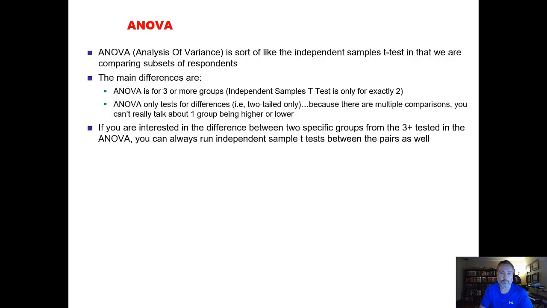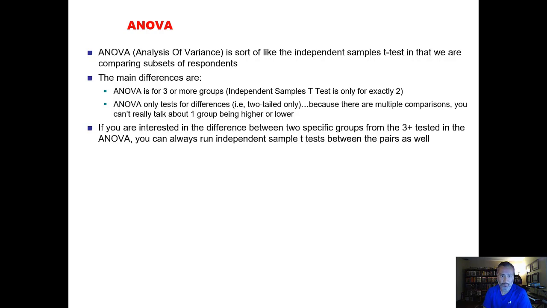It's similar in a lot of ways to the independent samples t-test in that you're comparing subsets of respondents on some numeric variable. It's also similar in some ways to the chi-square test in that it's purely a two-tailed test and you're looking for differences across categories, but you're looking at differences in the mean across categories as opposed to the cell counts. Now, to sum it up as simply as possible, the main difference between ANOVA and an independent samples t-test is that the independent samples t-test is for exactly two groups. ANOVA is for three or more.